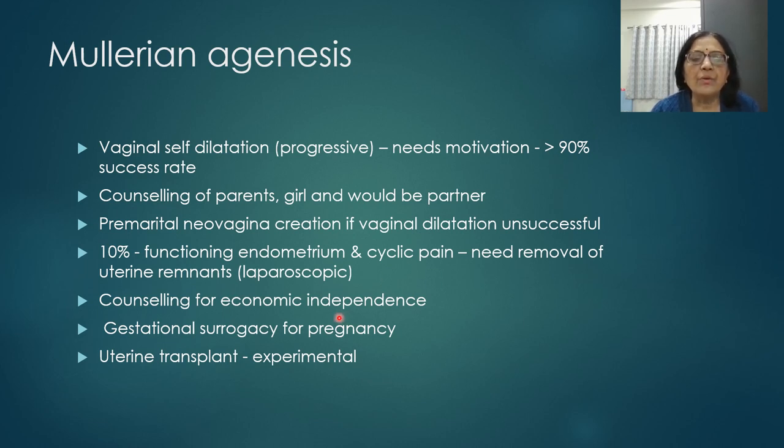Socially, what is important to counsel these girls is to be economically independent, because though we say there is a possibility of marriage, practically it is sometimes difficult, and if the girl is economically independent, the rest of her life becomes easier. Gestational surrogacy is an option for pregnancy, and now we have uterine transplant, and we read success stories in newspapers, but presently we can say that it is still in the experimental stage.